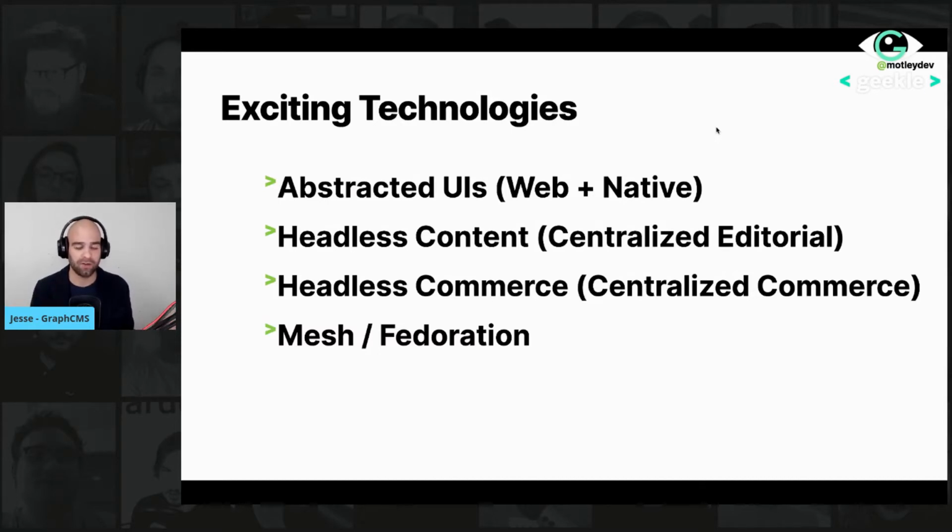GraphCMS is just now implementing remote fields as well. So you can add weather resolvers or PIM resolvers inside of your CMS, where you can just say, we don't need to be your PIM. You can bring your PIM, or you can bring your DAM, or you can bring whatever else you need to. Put it inside of GraphCMS and just resolve that in a single API.